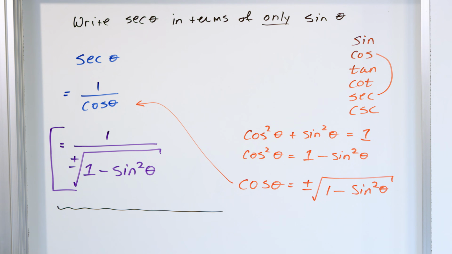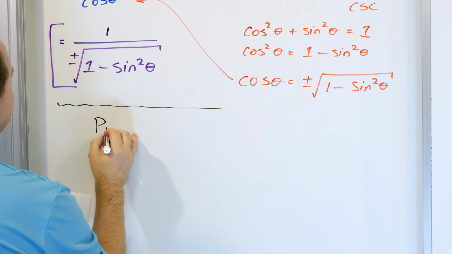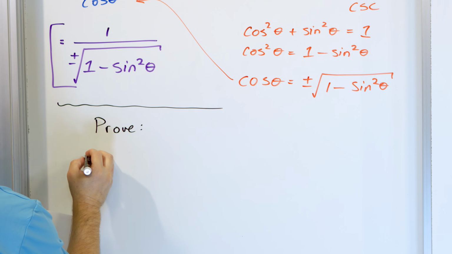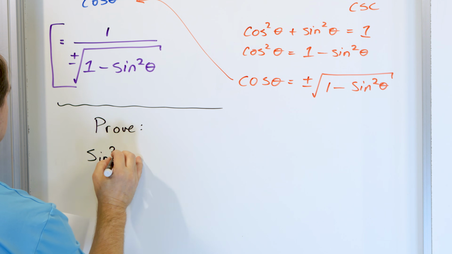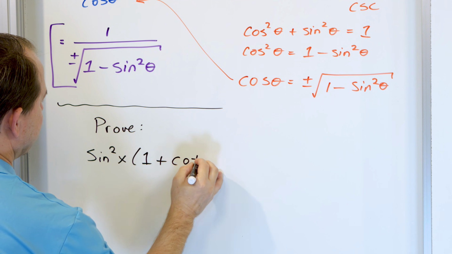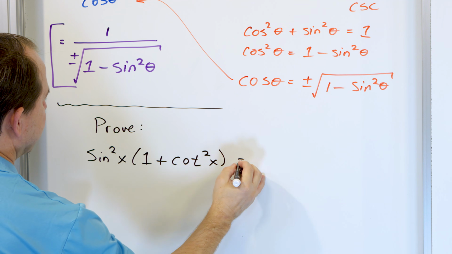All right, next we have two proofs. One is easy, one is harder. They're both doable, okay? Don't worry about it too much. What I want you to do is prove that sine squared of some angle x times 1 plus cotangent squared of x is equal to 1.